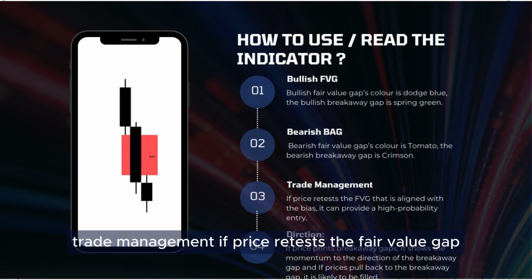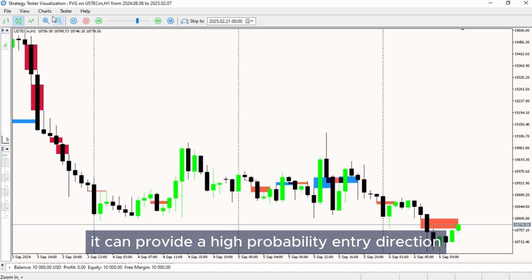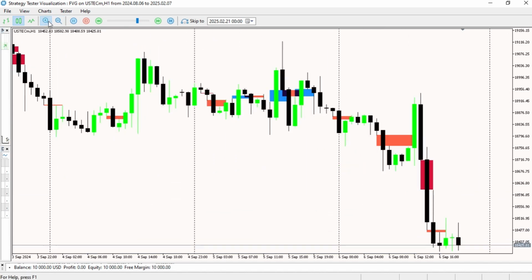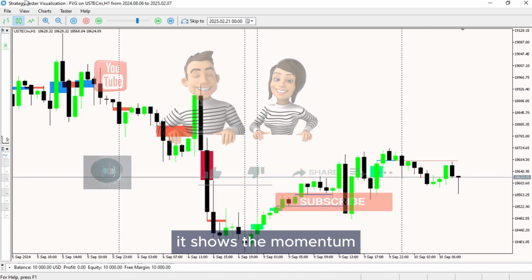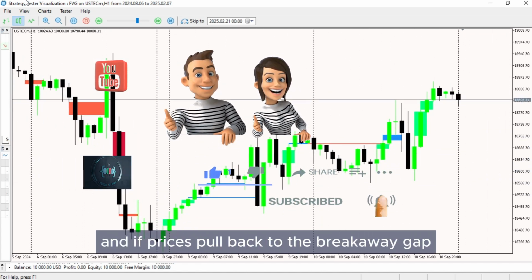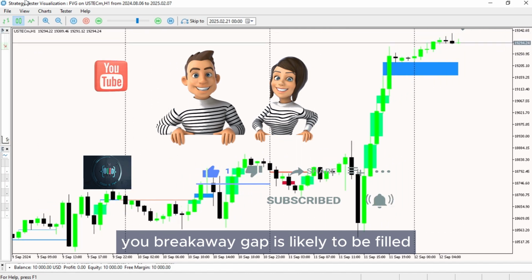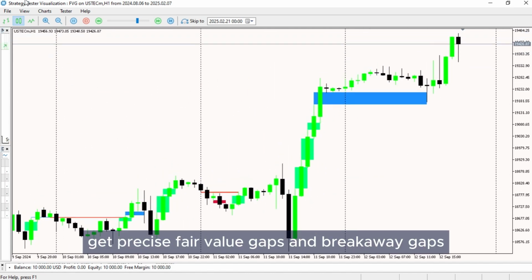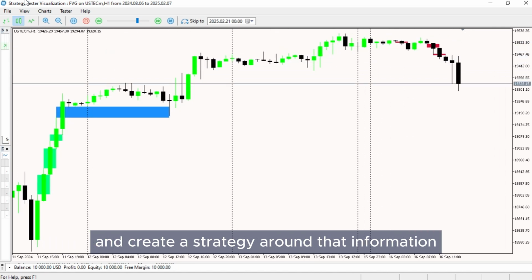Trade management. If price retests the fair value gap that is aligned with the bias, it can provide a high probability entry. Direction. If price prints breakaway gaps, it shows momentum in the direction of the breakaway gap, and if price pulls back to the breakaway gap, the breakaway gap is likely to be filled. Get precise fair value gaps and breakaway gaps and create a strategy around that information.